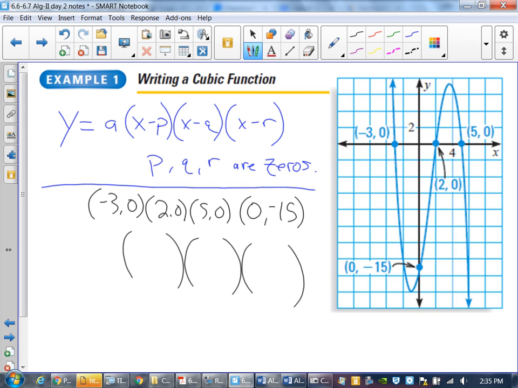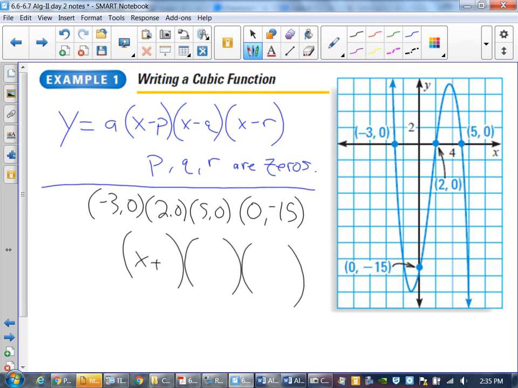Would they give us these answers? Yeah, they have to. Isn't there a way to figure it out? In this case, you're going to have to be given zeros. Just like with intercept form, you're given zeros. This works the same way. You have to have zeros.